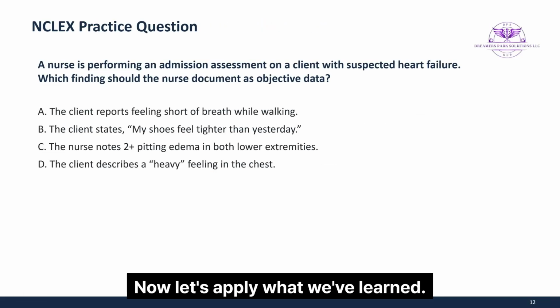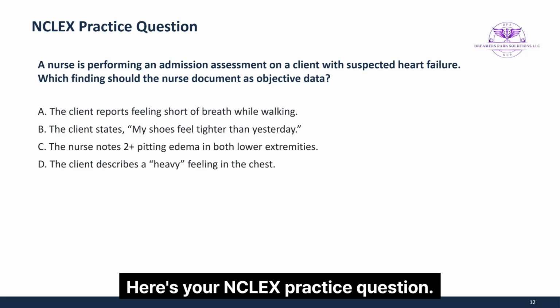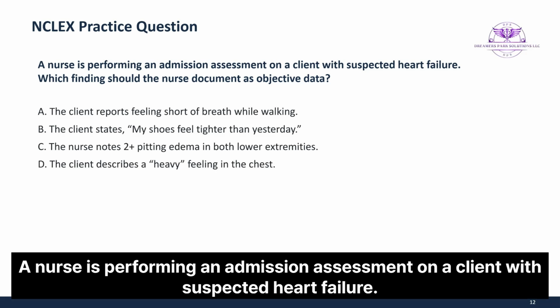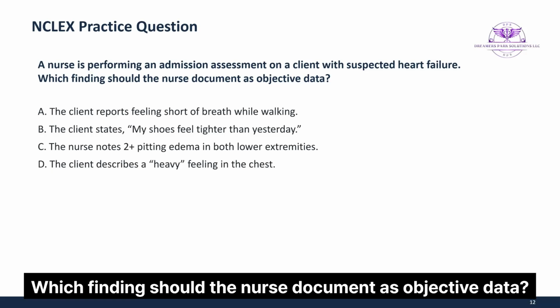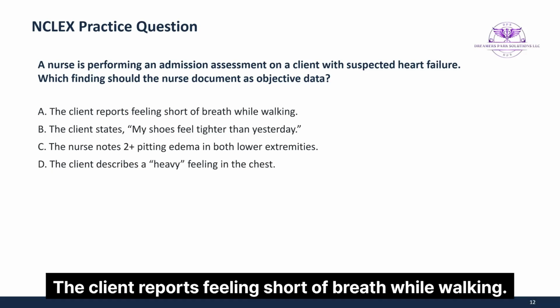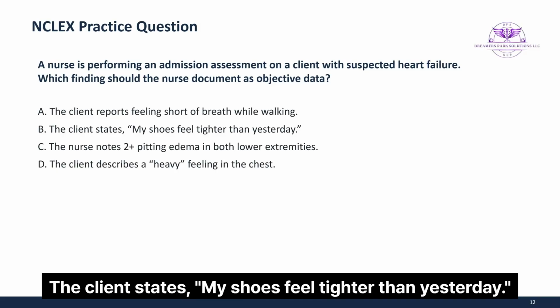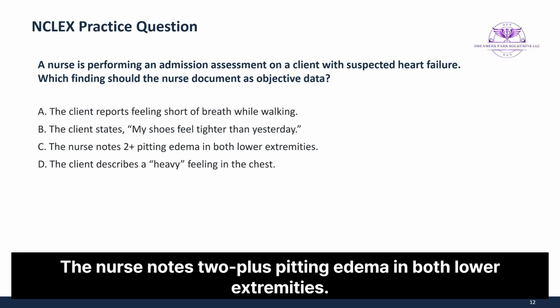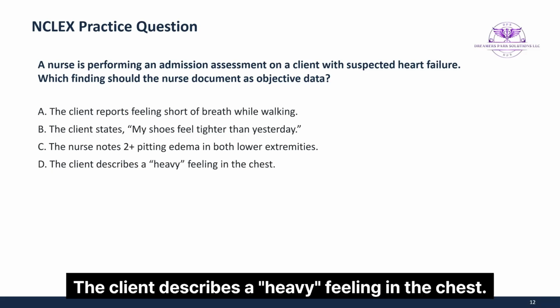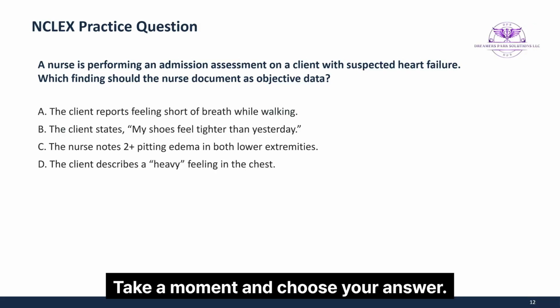Now let's apply what we've learned. Here's your NCLEX-RN practice question. A nurse is performing an admission assessment on a client with suspected heart failure. Which finding should the nurse document as objective data? Option A. The client reports feeling short of breath while walking. Option B. The client states, "My shoes feel tighter than yesterday." Option C. The nurse notes 2+ pitting edema in both lower extremities. Option D. The client describes a heavy feeling in the chest. Take a moment and choose your answer.